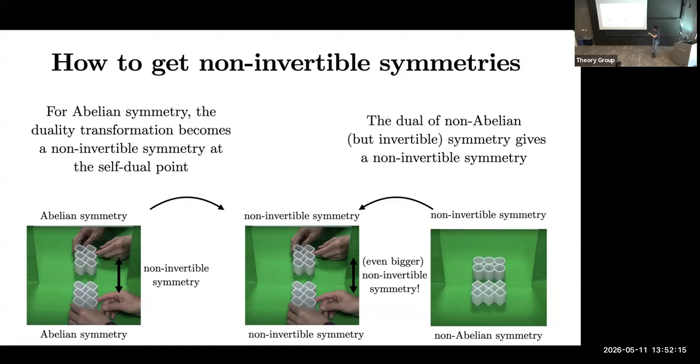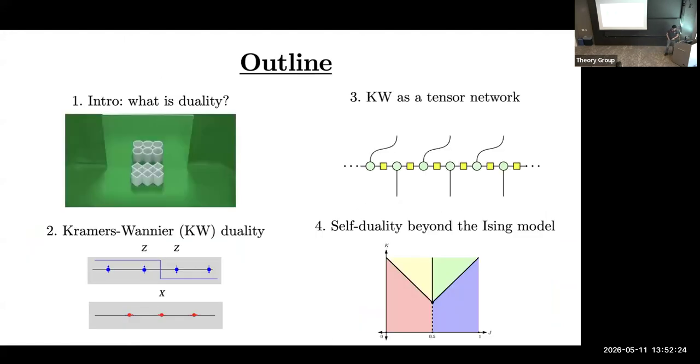And the lattice model I'm going to construct is going to be using this thing in the middle over here. Okay. So hopefully I motivated you about why dualities are interesting and what we want to construct and generalize. And now I'm going to talk about the tensor network aspect of this.